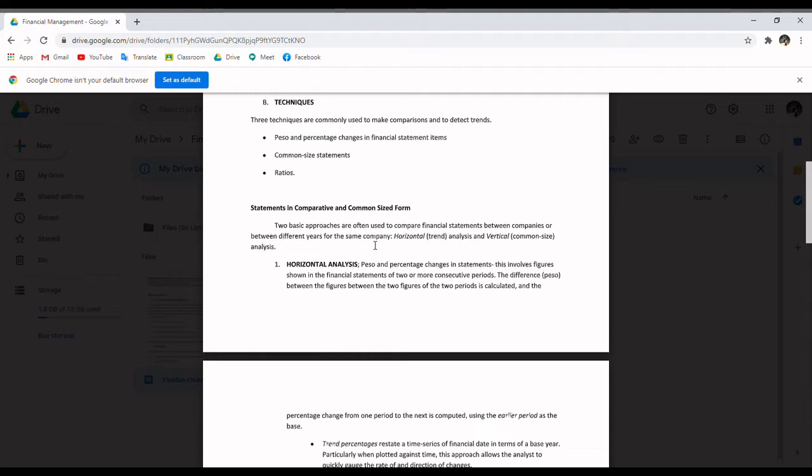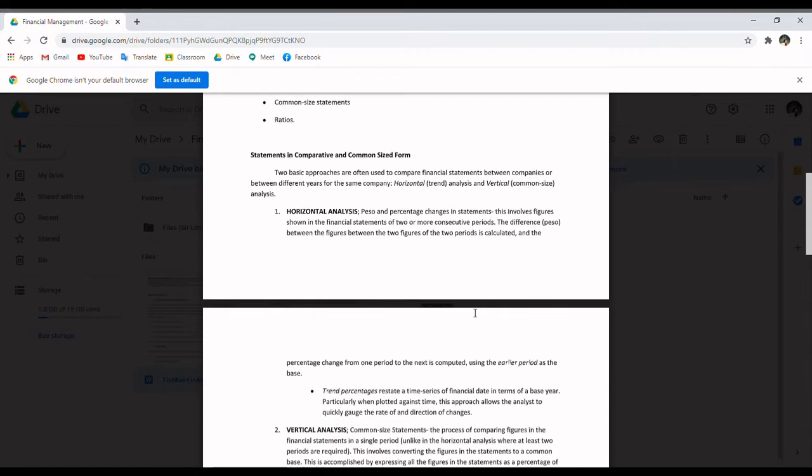The difference shown in peso between the two figures of the two periods is calculated, and the percentage change from one period to the next is computed using the earlier period as the base. So first, horizontal analysis requires two or more periods. It is not enough to have information of only one period to make a horizontal analysis.